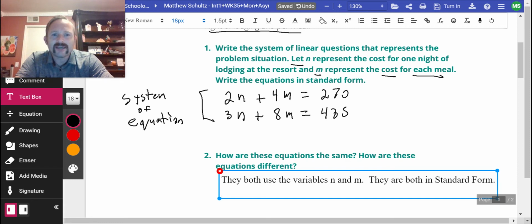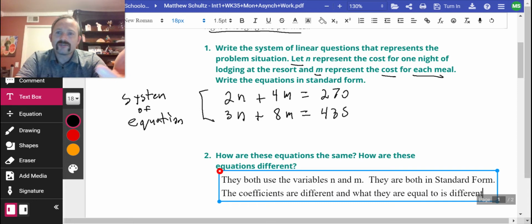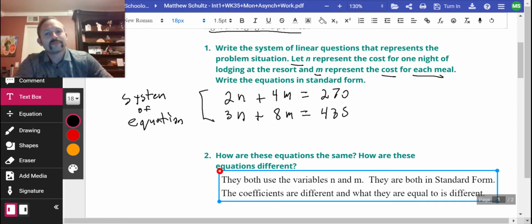How are they different? Well, I would say that the coefficients, and I'm probably going to spell this wrong, I spelled it right, the coefficients are different. And the numbers they are equal to are different. So it's equal to 270 and now it's equal to 435. All right, let's continue.